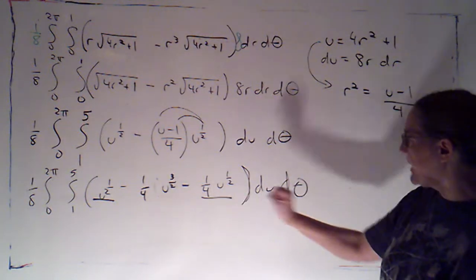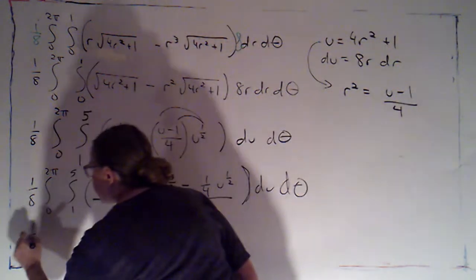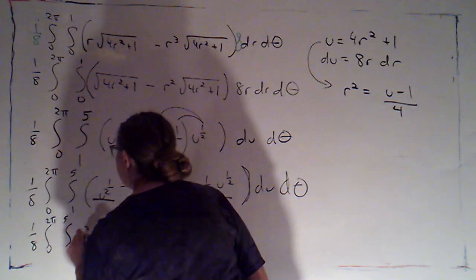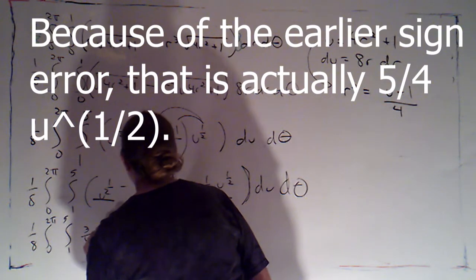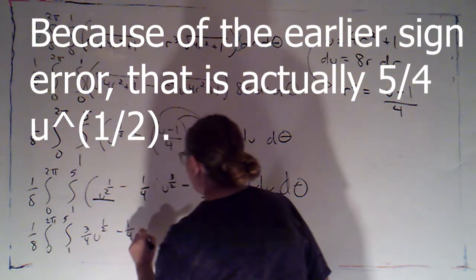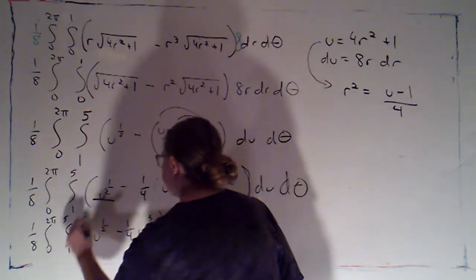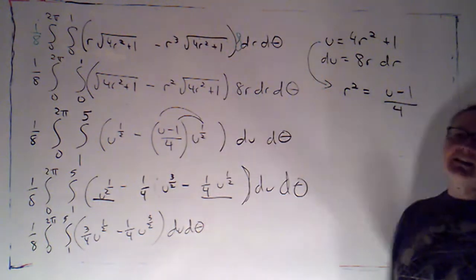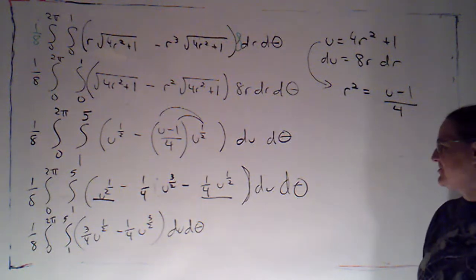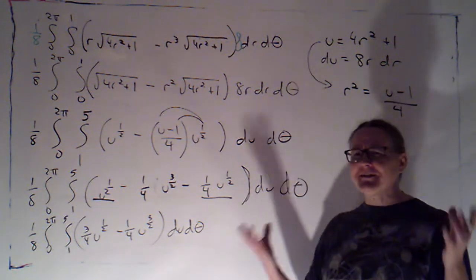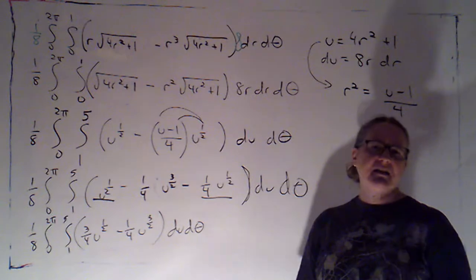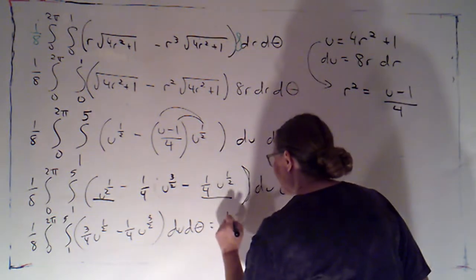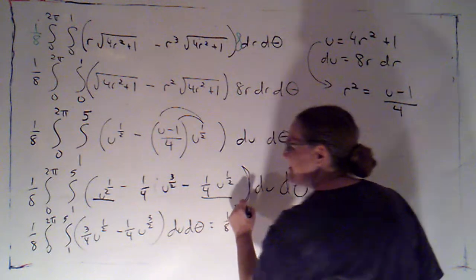Let's go ahead and combine the u to the 1/2. We've got a full copy minus a quarter of a copy. So that's going to be 1/8 integral 0 to 2 pi, integral 1 to 5. I'm going to have 3/4 of u to the 1/2 minus 1/4 u to the 3/2 du d theta. Definitely a lot faster than doing a trig substitution, which again is just brilliant conceptually, but tedious to do. There we have it.